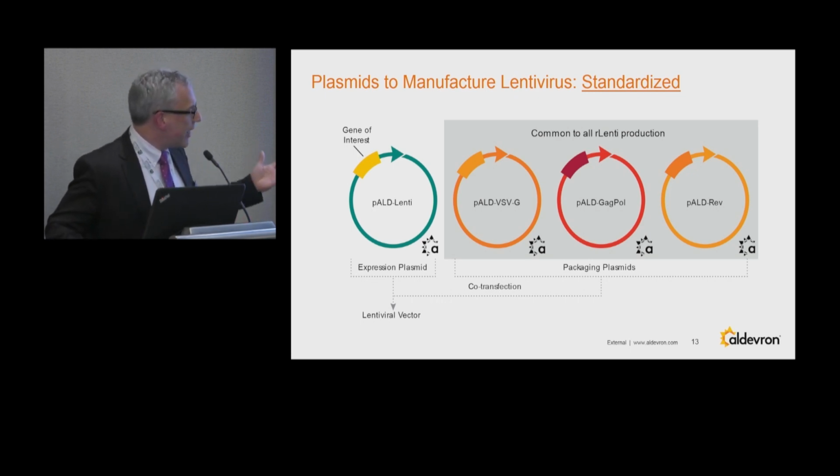And I haven't gone into a lot of detail, but we also have the expression plasmid into which we can clone your gene of interest to give you the complete set. Of course, that's going to be a custom manufacture, right? So we're going to manufacture that on a per patient or per program basis. But the other three plasmids are available off the shelf. Again, that consistent supply.